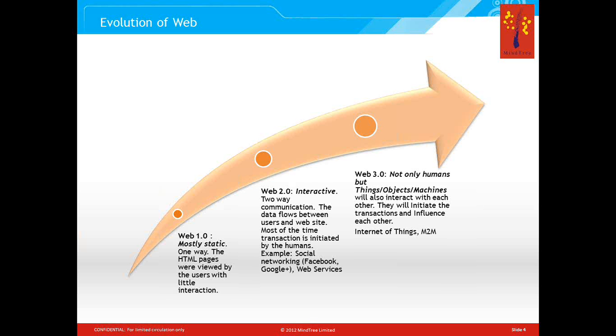And now we are talking about Web 3.0, where it is not only for humans, but also intelligent or smart objects and smart machines that will interact with each other. They will also interact with humans, and humans will interact with machines. The interesting feature of IoT will be that a lot of transactions will be initiated by machines, unlike today where humans initiate most of the transactions. They will also influence and control each other. These are examples of Internet of Things and M2M that we are going to see today.